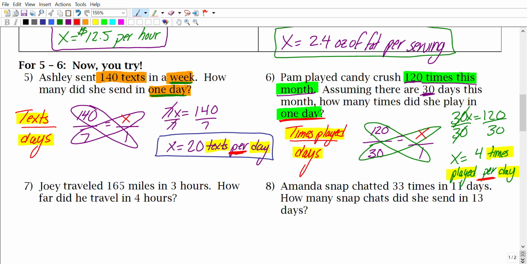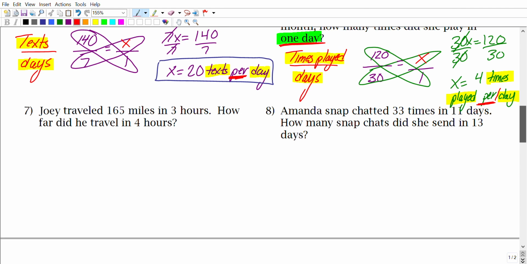Remember, this is a ratio. We want to know a unit rate. Unit rate always tells us however much quantity per 1 day, 1 week, 1 whatever. As long as we have per something, okay? That's a unit rate. All right.